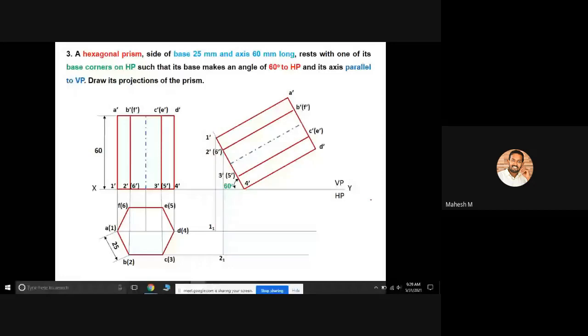If you are projecting a vertical line from point 1 and also a horizontal line from point 1, the intersection of that point can be marked as 1 1. You project a vertical line from point 2 and a horizontal line from point 2, so the intersection will be marked as 2 1. Next you can mark 3 1, 4 1, then 5 1 and 6 1. So you'll be getting 6 points here.